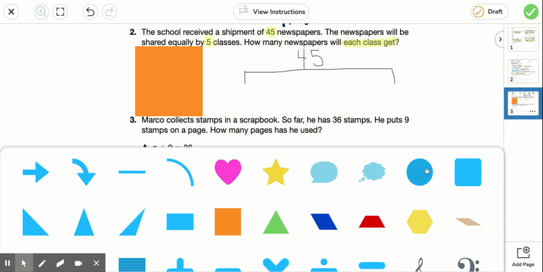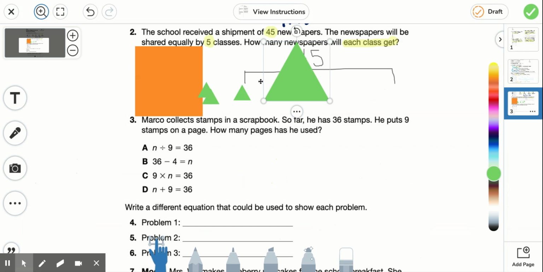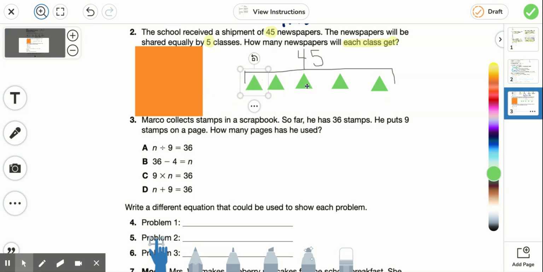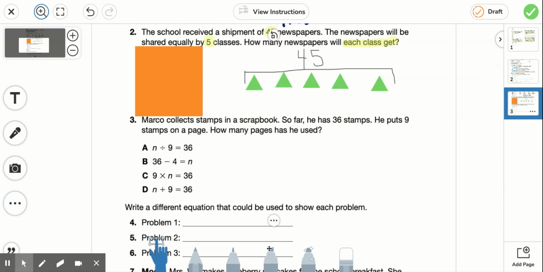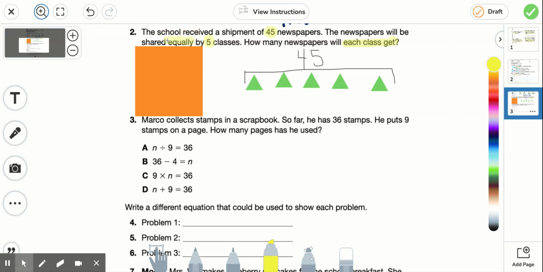So here's, let's do triangles. 1 class, 2, 3, 4, 5. Whoops. That is not what I wanted to do. Here's 1, 2, 3, 4, 5. And I know these are all the same size because it says equally. They want to be shared equally by 5 classes. That is a very important word. So how many would each class get?